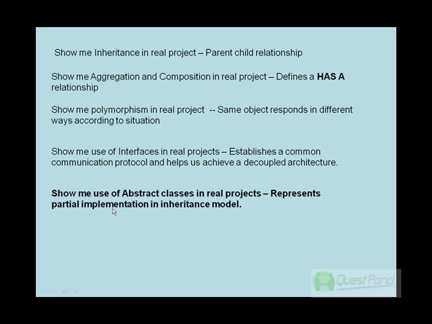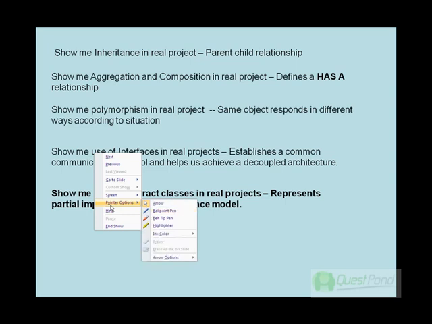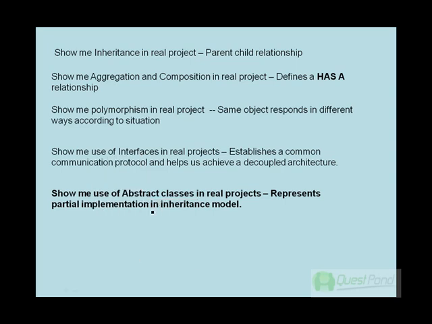Basically, any object-oriented programming language in the market today, like Java or C++ or C Sharp, has the abstract class fundamental in its framework. Abstract class helps us to define partial implementation in the inheritance model. In the sense, it helps us to define reusable code in the inheritance model.